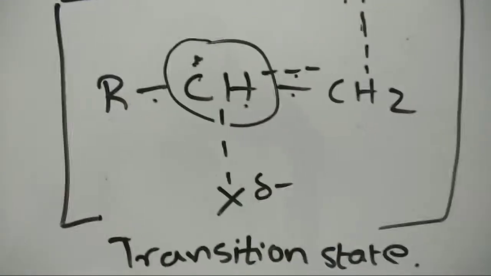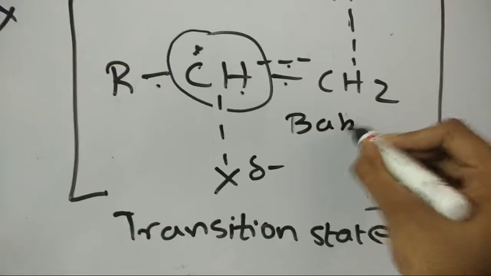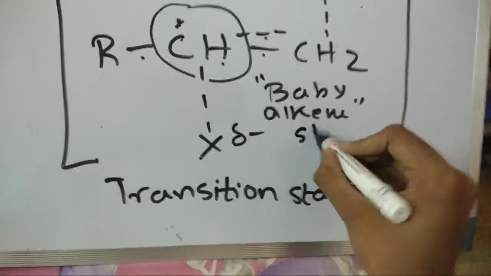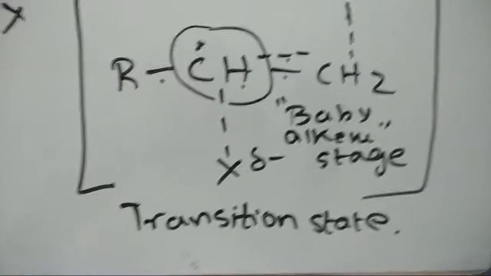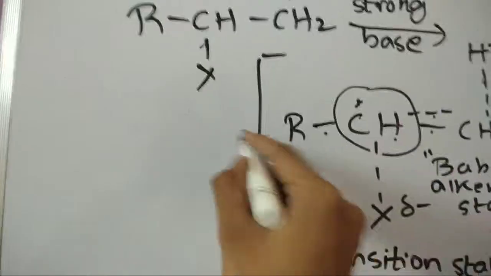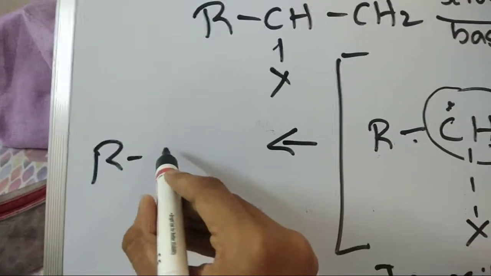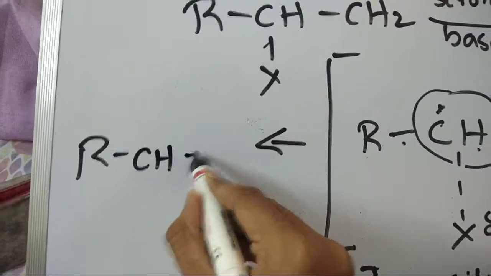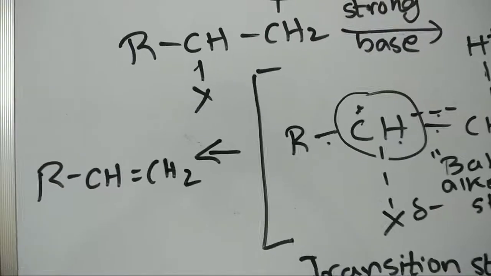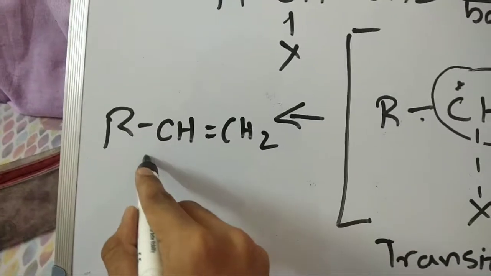So this is known as the transition state, or the baby alkene stage. Okay, from here finally what will be formed? R, CH, CH2. Clear? What will be formed? This one will be final.